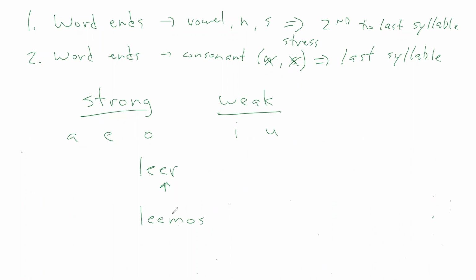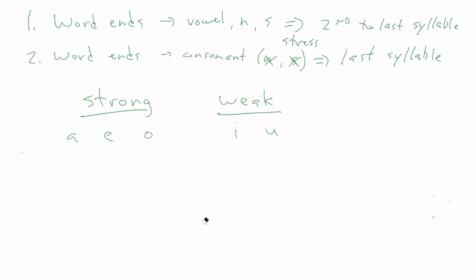This is we read, so we have 3 syllables. Leemos. Okay, according to the rule, ends in a vowel, N or S. Stress is on the second to last syllable. Great. Leemos. It's good the way it is. We don't need to write any accents. But that's if you have 2 strong vowels together, they each get their own syllable.